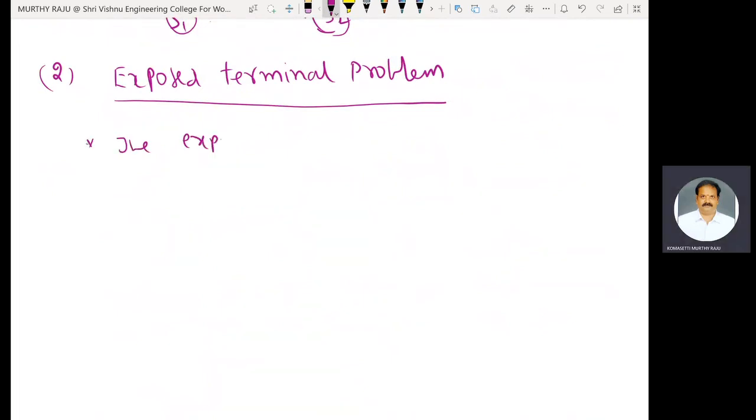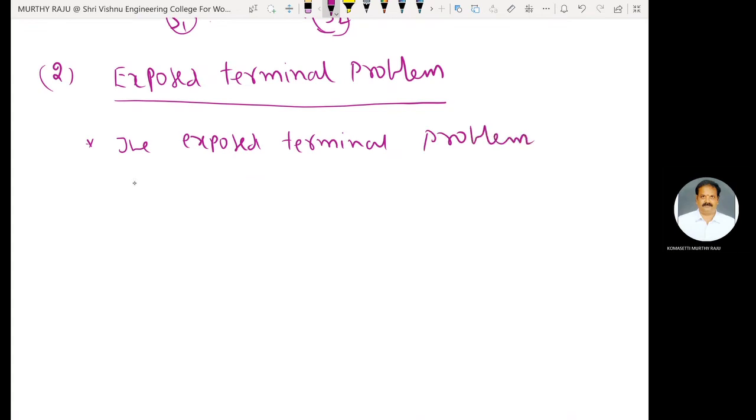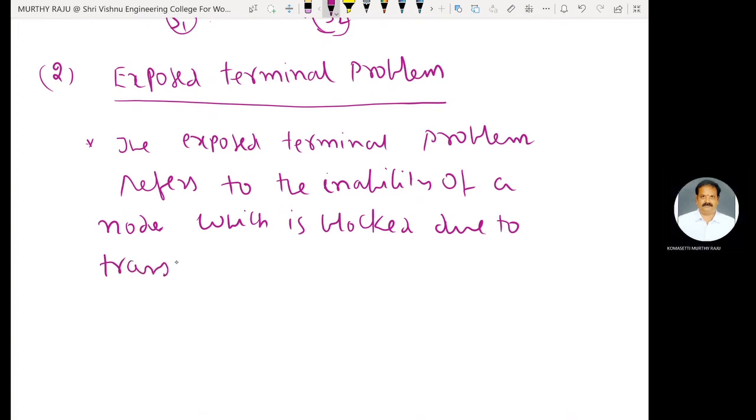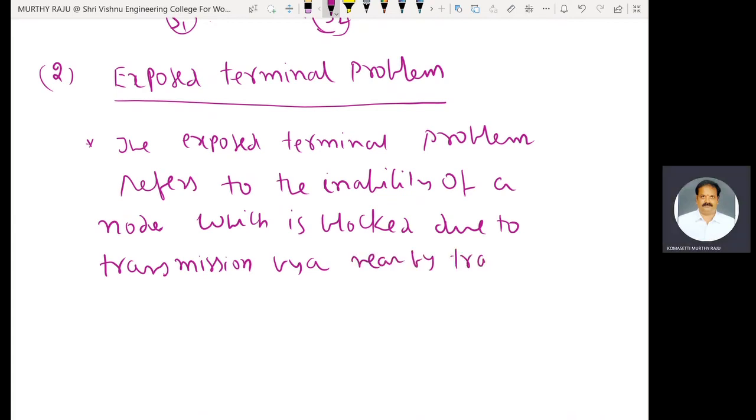The exposed terminal problem refers to the inability of a node which is blocked due to transmission by a nearby transmitting node, neighbor node, to transmit to another node.